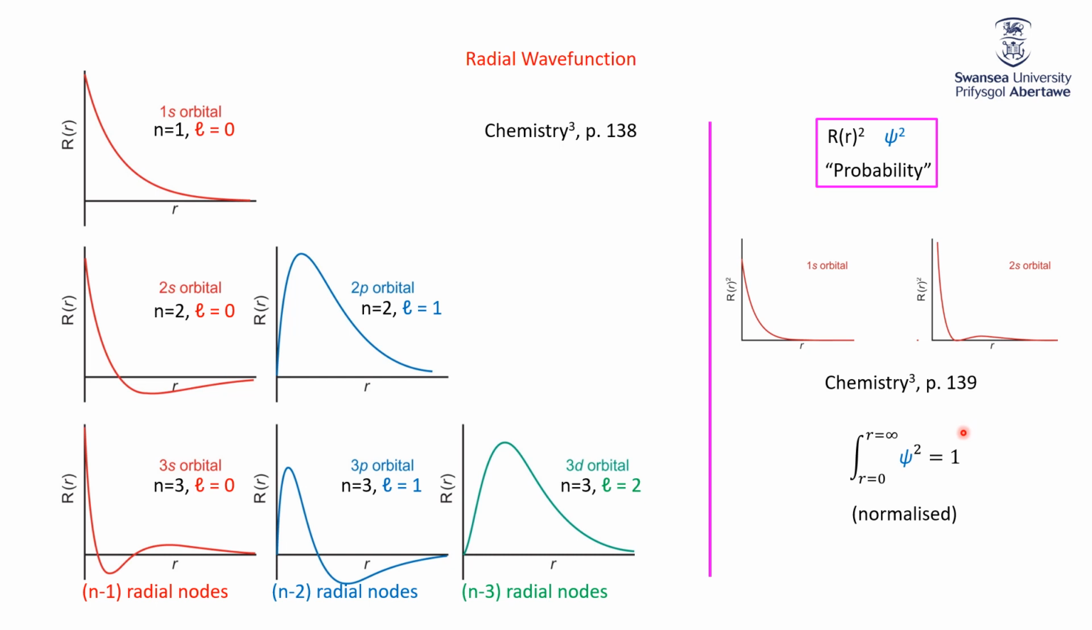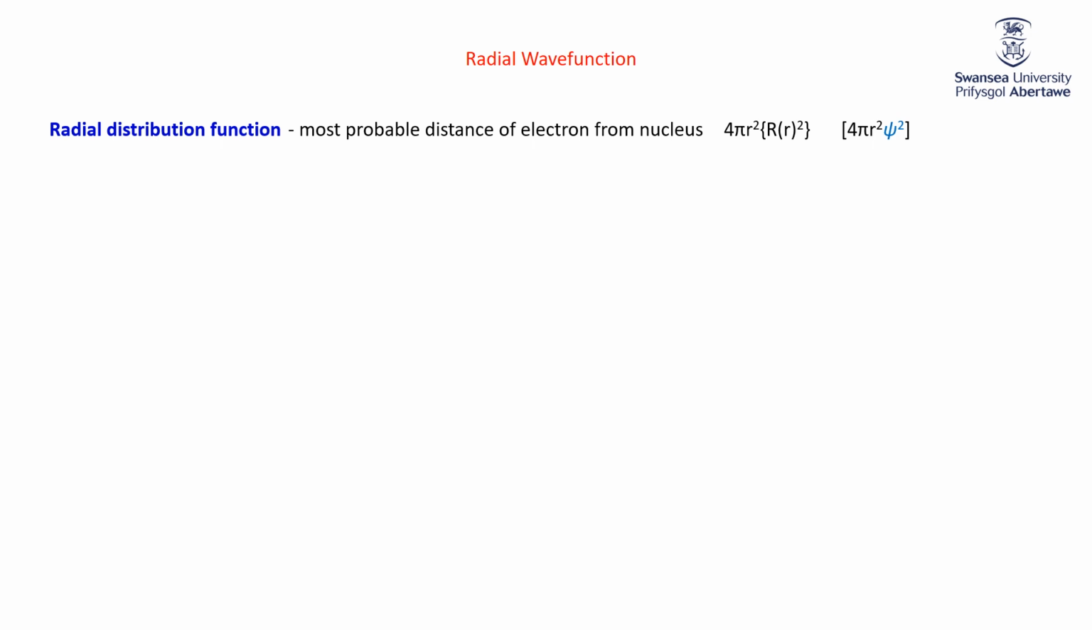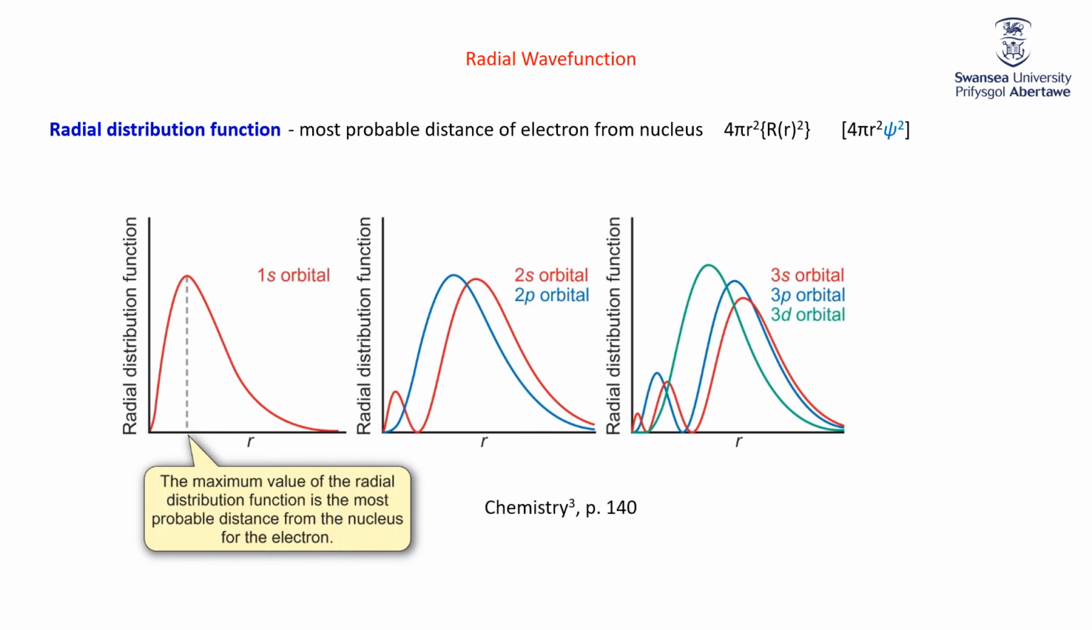Anyway, we would like to talk about probability. This r squared straightforwardly doesn't get it to us. So we have to go to the radial distribution function, and that describes the most probable distance of the electron from the nucleus. It helps us determine that, and mathematically we just take our wave function, multiply it by 4 pi r squared, plot this against r, and when we do that, this is what we get nicely from our Chemistry Cube textbook.